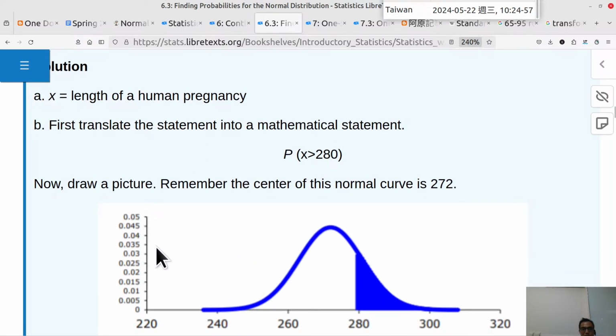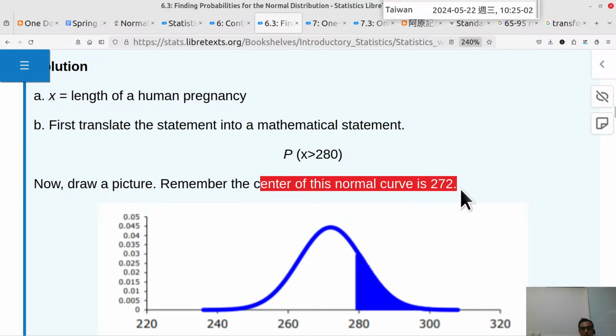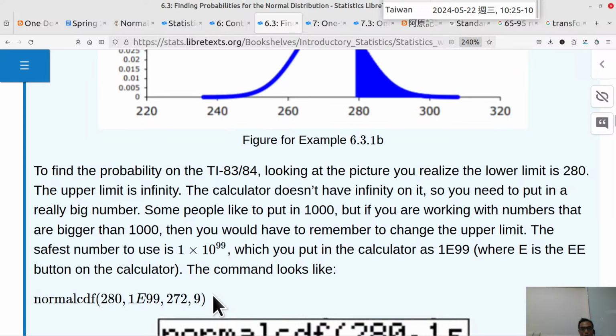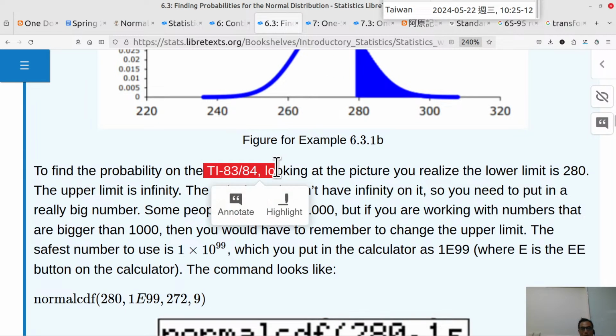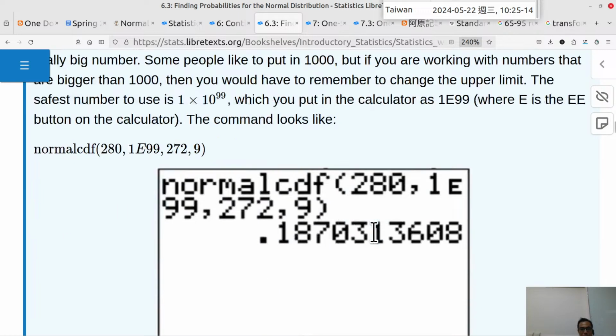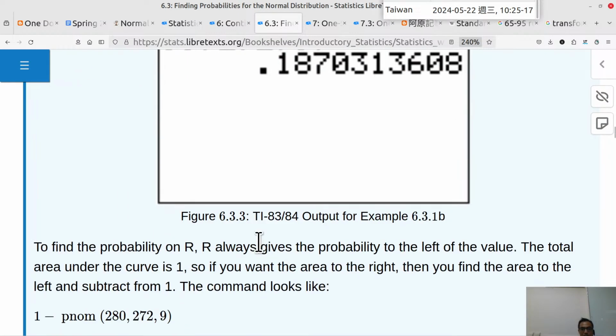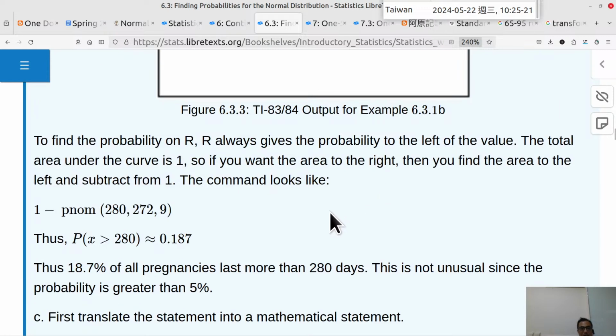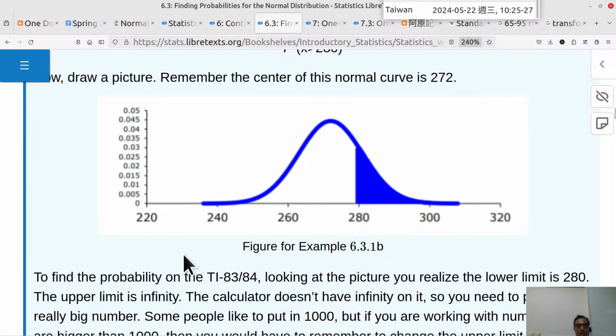Now draw a picture. Remember the center of the normal curve is 272. And here, what's the probability? Now we don't need to use the formula. I will tell you how to use this. The probability here is about 0.187.